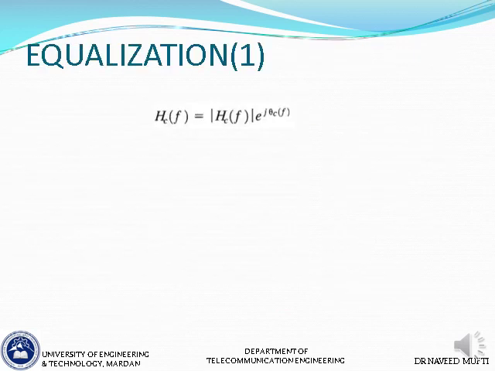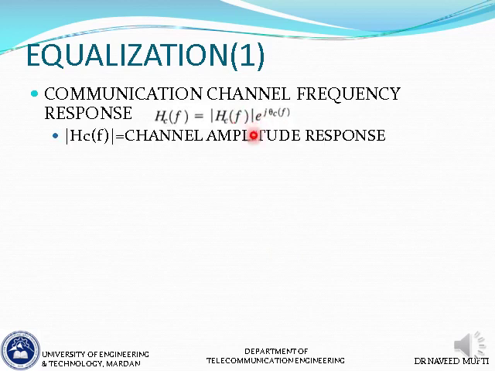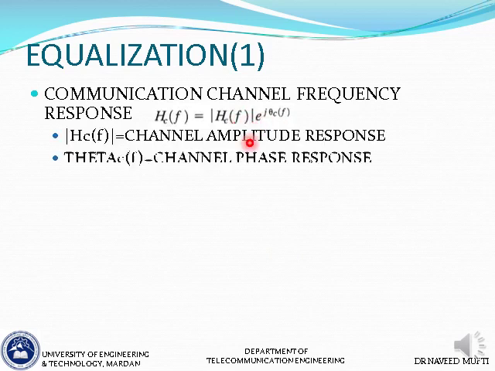So moving on to equalization. For equalization, we need to consider first of all that the frequency response of a communication channel can be represented by Hc(f), which is actually this. It has two components. One is the amplitude response and one is the phase response of the channel.